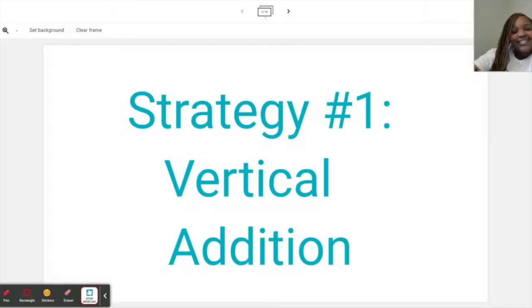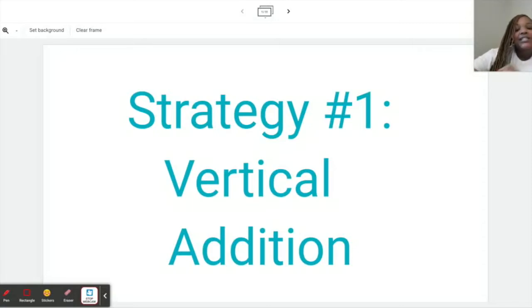All right, let's go ahead and get started. We're going to be working with 3 strategies. How many? 3, right. So it's okay if you see any of these strategies and you might say, hey, Miss Jones, we learned that already. That's okay. The more practice, the better we'll get. So let's go ahead and get into it.